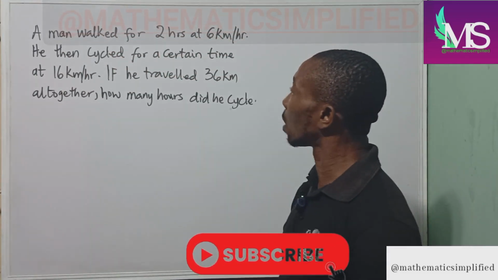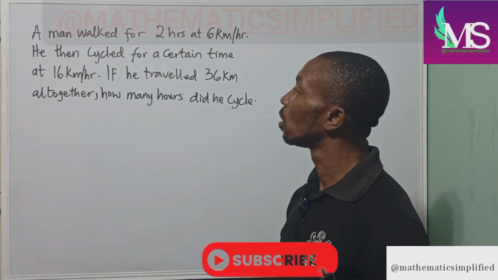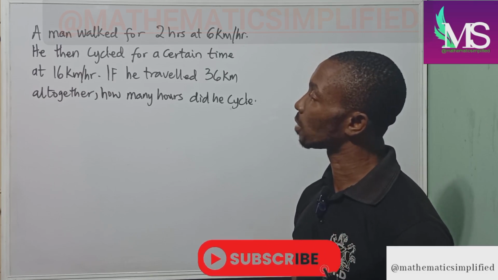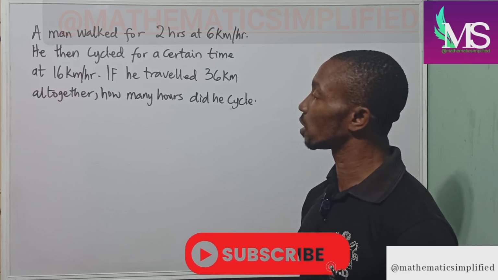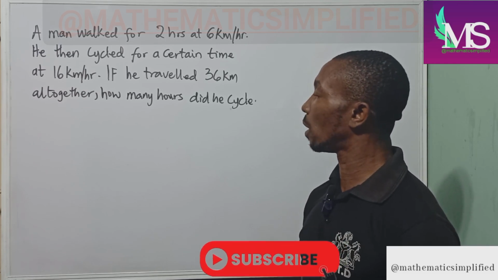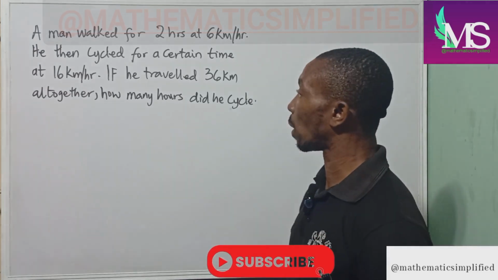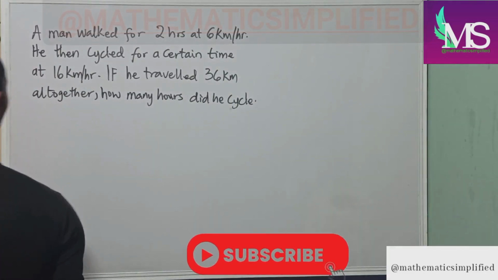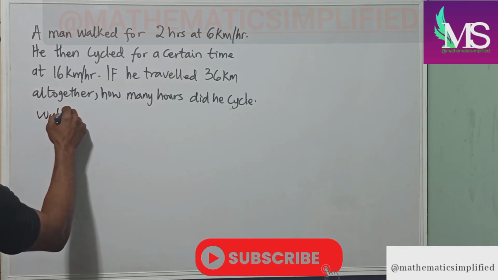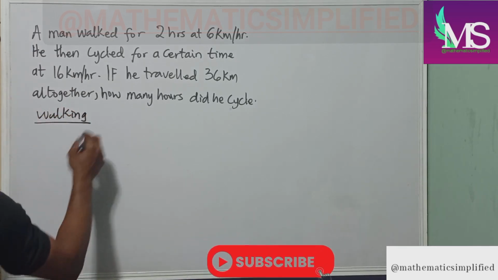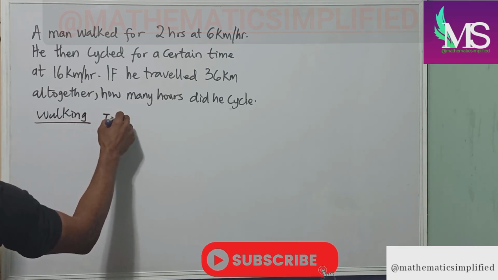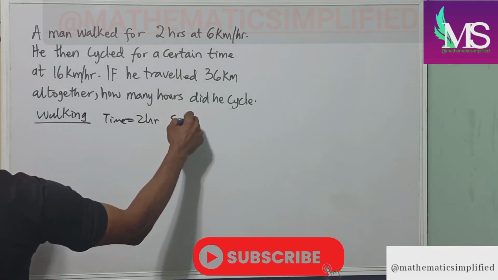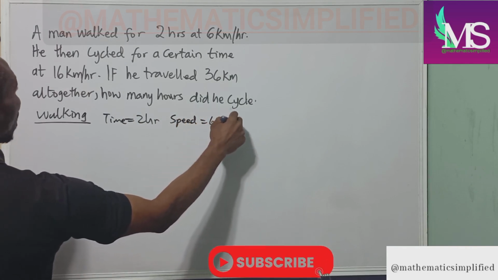A man walked for 2 hours at 6 kilometers per hour. He then cycled for a certain time at 16 kilometers per hour. If he traveled 36 kilometers altogether, how many hours did he cycle? So we are looking for the number of hours at which he cycled. Now, let's start with walking. Time for walking is 2 hours at a speed of 6 kilometers per hour.